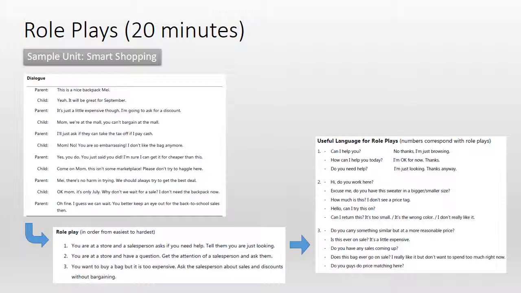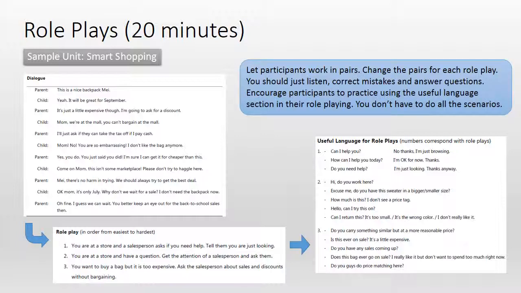If you have lower level participants, you might just do the first role play. That is completely fine. You don't need to go through all of them, just what you have time to do and what participants are comfortable with. Let them work in pairs. Change the pairs for each role play. You should listen and correct mistakes, as well as answer questions. Encourage participants to practice using the useful language sections in their role playing, and you don't have to do all the scenarios.